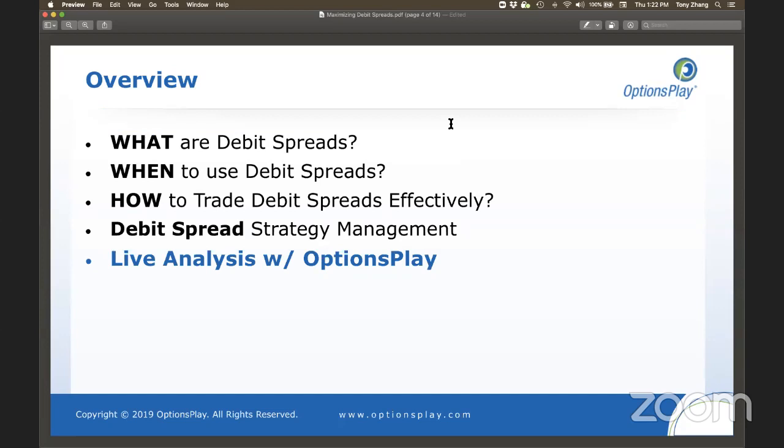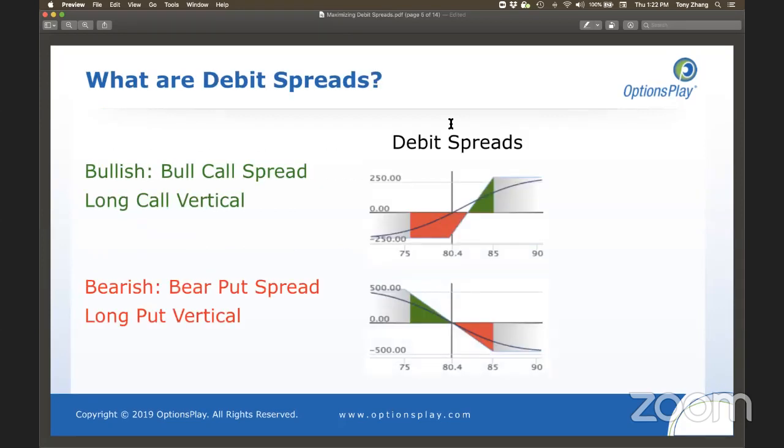Let me just remove this poll here. And so first of all, what we're going to talk about is what are debit spreads. So there are two debit spreads that you can trade. The best way to think about these strategies is they are defined risk and reward strategies, meaning before you get into a trade, you know how much you're going to risk and you know how much money you can potentially make.